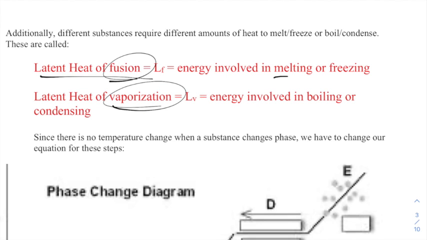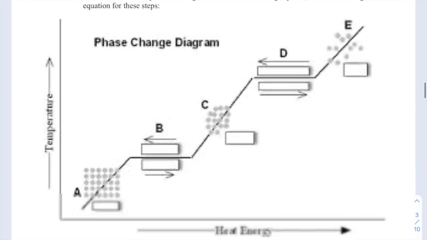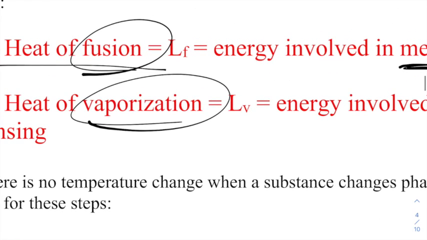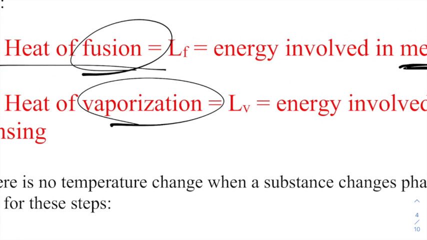What are they? Fusion is melting or freezing. And please note that melting is the same thing as freezing, except it's in the opposite direction. So it all depends on if you're talking about going from a solid to a liquid, or going from a liquid down to a solid. Melting and freezing are the same thing. That's L of F, the heat of fusion.